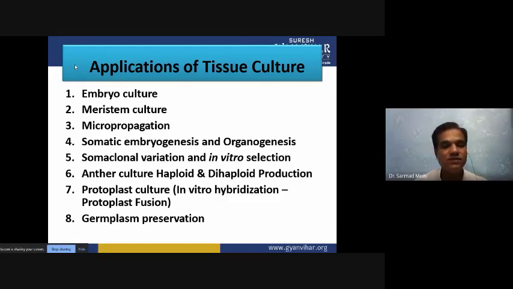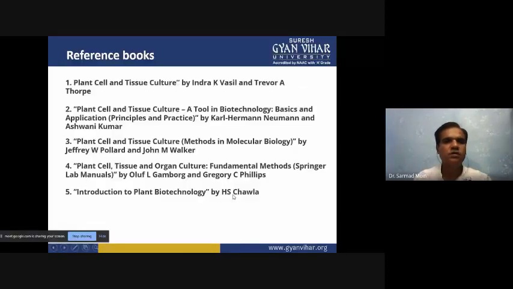And protoplast, we know, is when the plant cell is isolated from the cell wall, and the cell-wall-less plant cell is called a protoplast. These cells we can fuse with other cells of the same species or other species for hybridization purposes. We call it protoplast culture. Germplasm conservation, we can conserve very effectively, and we can preserve it for 100 to 200 years.